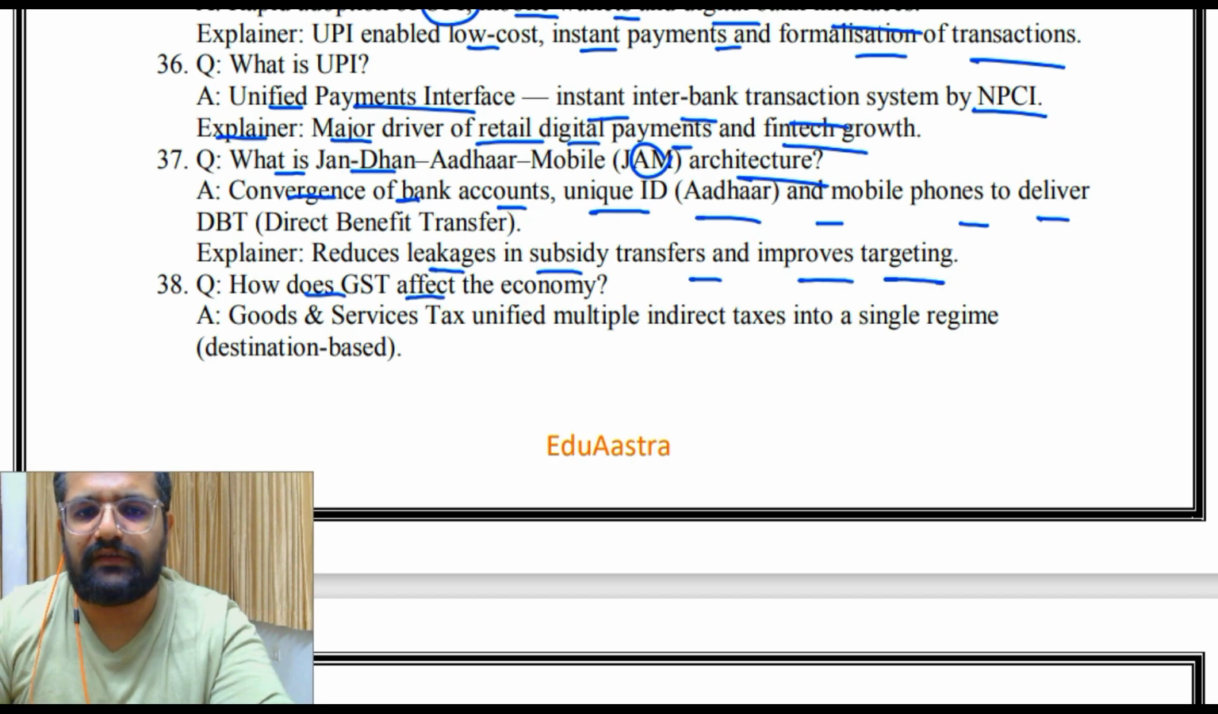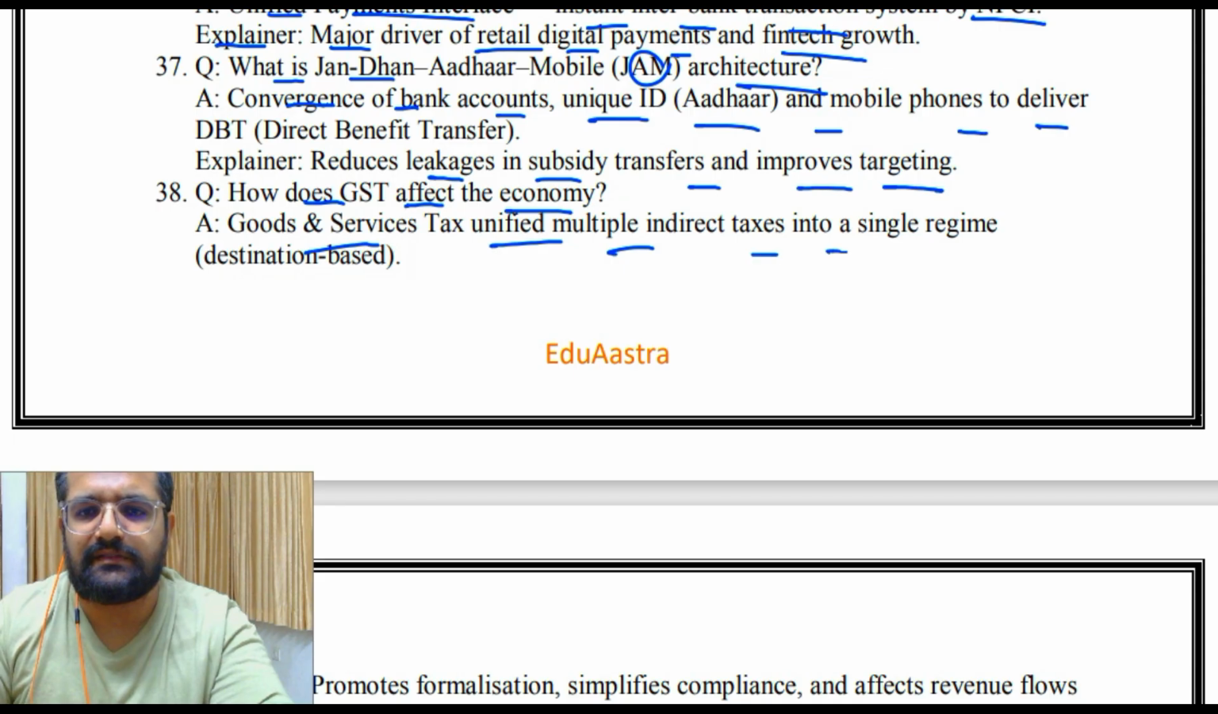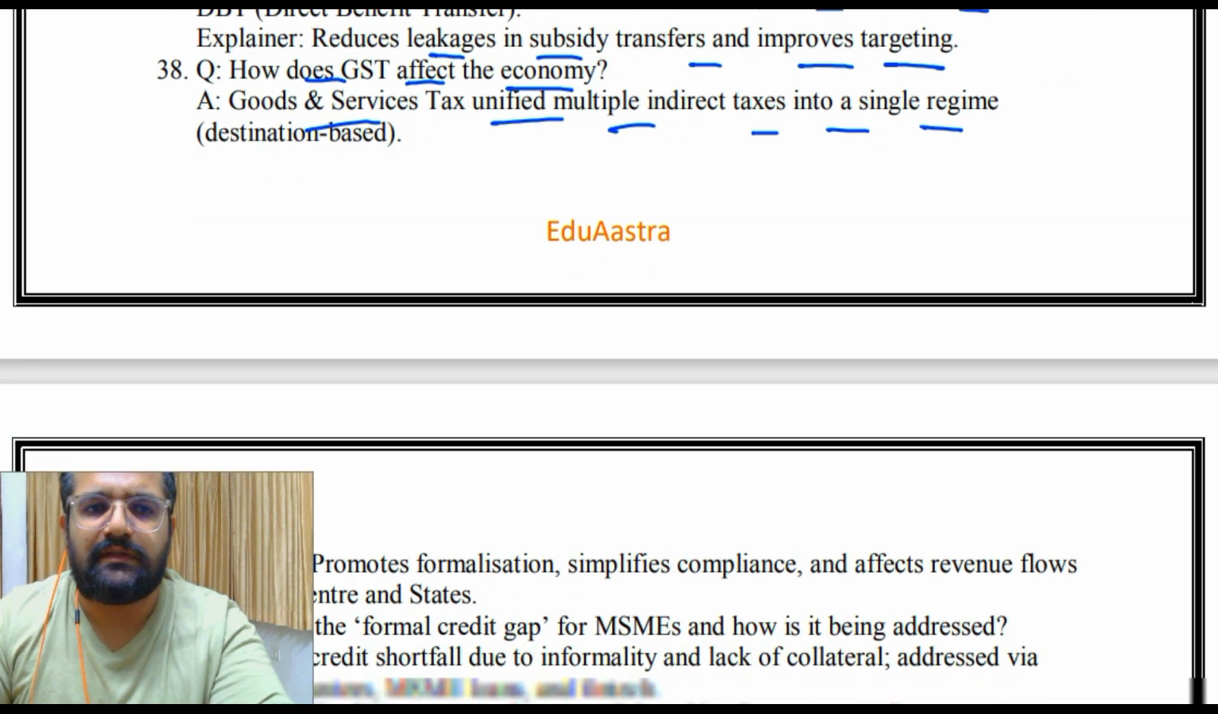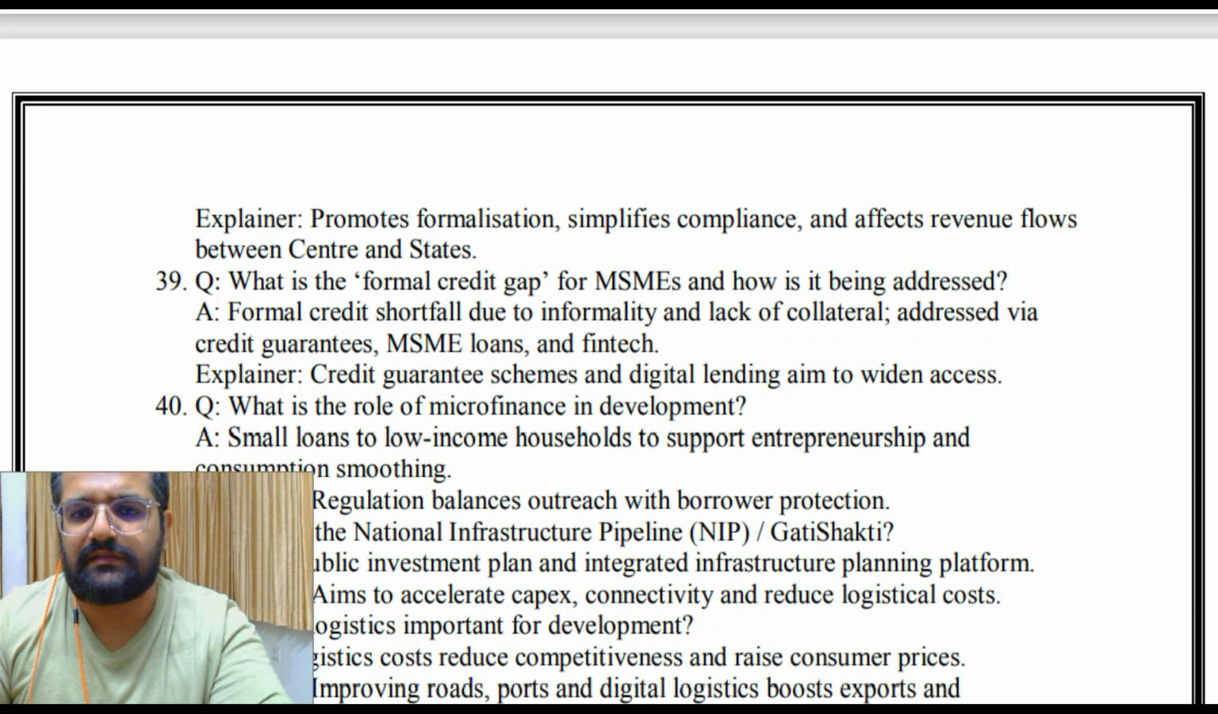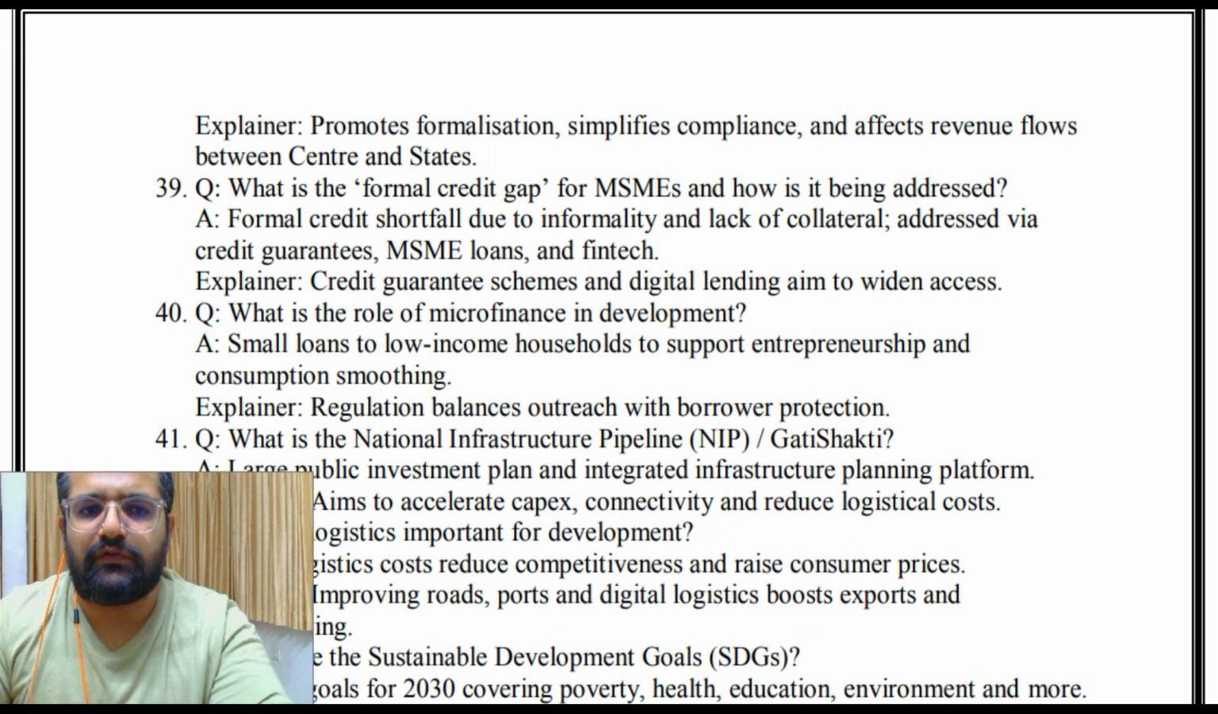How does GST affect the economy? Goods and services tax unified multiple indirect taxes into a single regime that is destination-based. It promotes formalization, simplifies compliance and affects revenue flows between center and states.